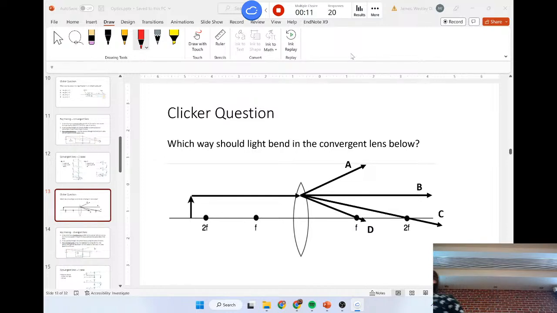A is up to the right, B is straight across, C is through 2 times the focal distance, and then D is through the focal point. Which of the following correctly shows the way the light ray will bend? Will it bend up? Will it go straight? Will it bend down and pass through 2 times the focal point, or will it pass right through the focal point? This is the kind of question you can expect as far as these are called ray tracing diagrams. Rays, you trace them, and it's a diagram.